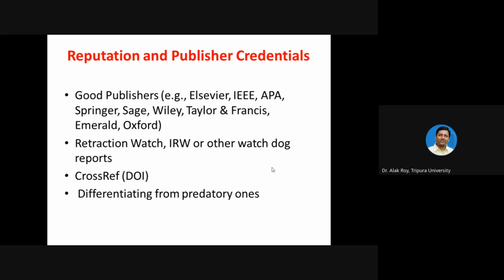That means the name Wiley, the name Springer, Sage, Taylor and Francis, Elsevier, IEEE is going to give us an initial round of dependability that the journal they are coming up with will not be that much fake. I'm not still telling it is excellent. I'm saying not that much fake. This much reputation they can give means I can go for the next check.